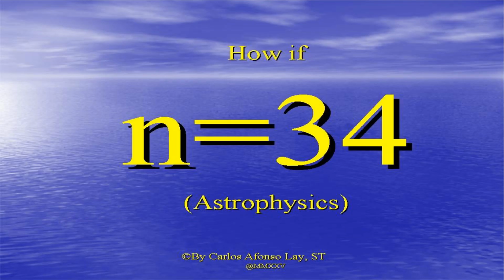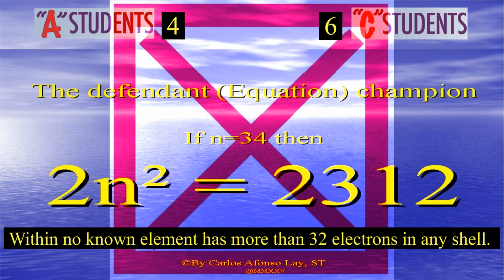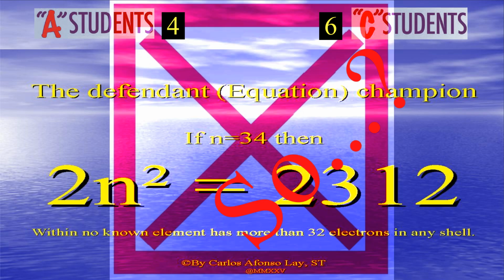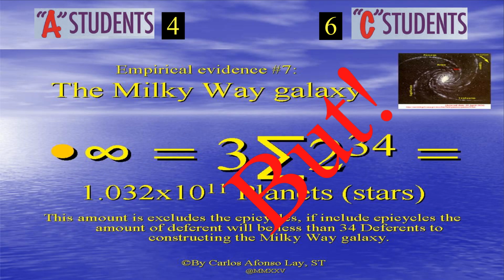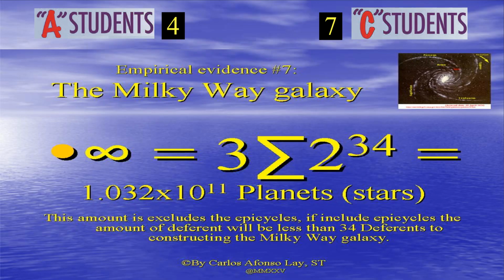Now we see further: n equals 34 applied to astrophysics. The defendant equation is 2312. But again, because this equation has a limit by itself, we think no known element has more than 32 electrons in any shell. But the challenger equation has the point, which is 3 sigma 2 power 34, equal to 1.032 times 10 power 11.